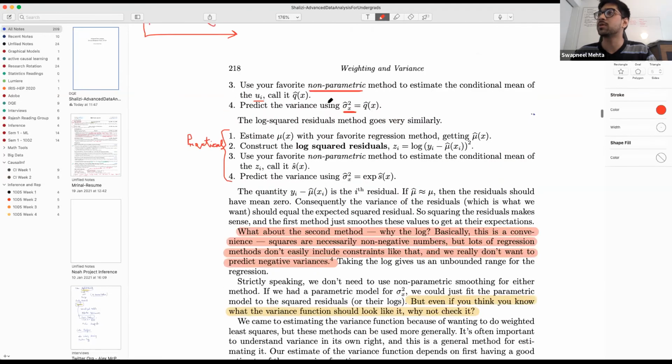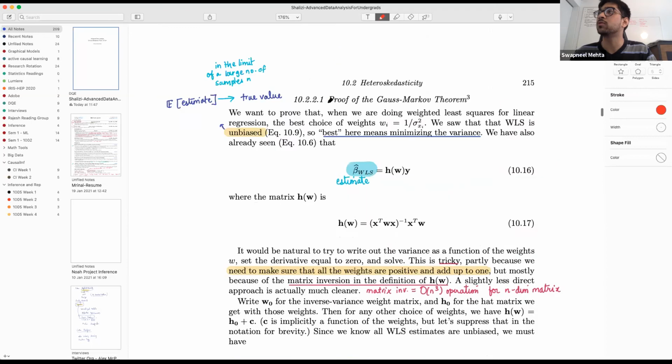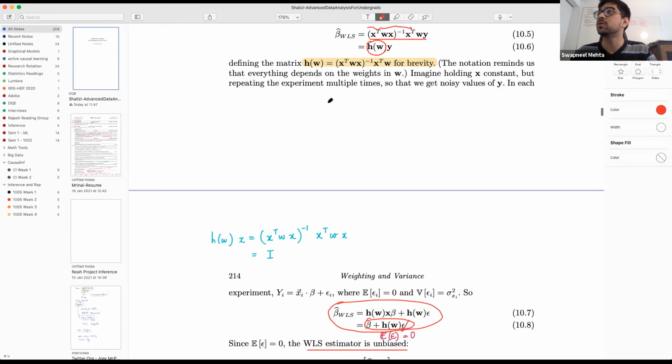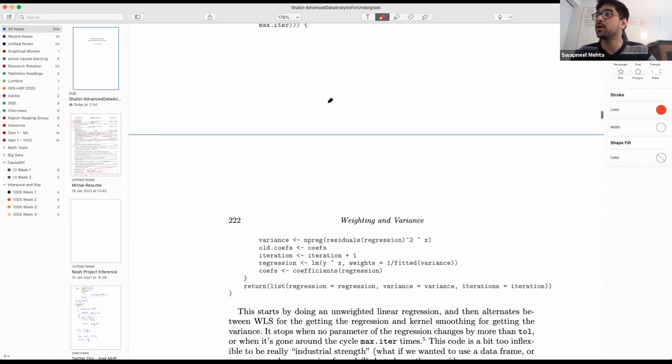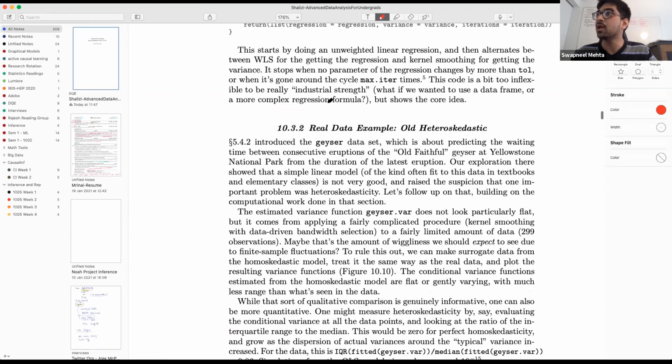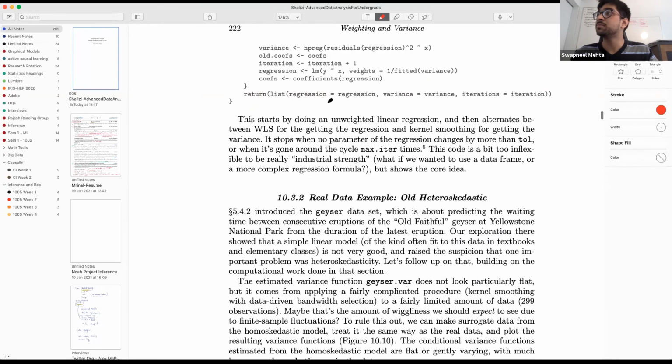3 minus 2x square. Well, you can always go back to the code and look up what he was using. But okay, in the interest of time, I'm going to skip that. He takes a nice real example.